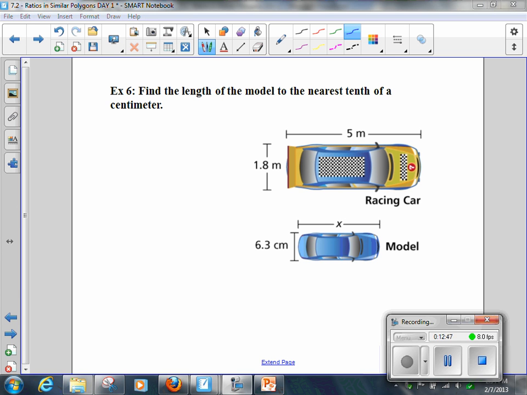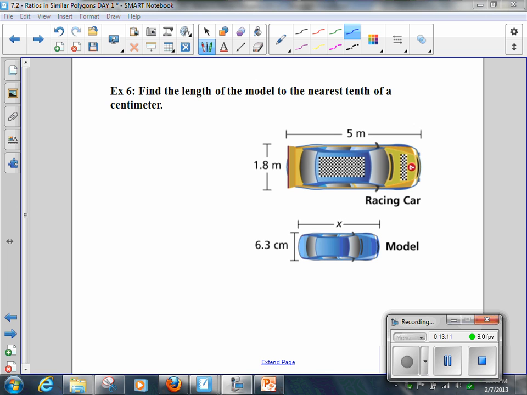Now, find the length of the model to the nearest tenth of a centimeter. I ain't helping you on this because I'm hateful. What do we do? Oh, meters and centimeters. What are we doing? We're going to stop. Wait a minute. You're going to go back and read the problem. That's what you're going to do. Find the length of the model to the nearest tenth of a centimeter.